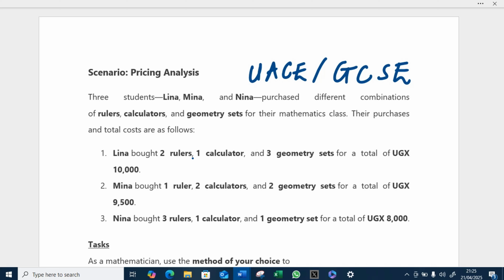Lina bought 2 rulers, 1 calculator and 3 geometry sets for a total of 10,000 shillings. Mina bought 1 ruler, 2 calculators and 2 geometry sets for a total of 9,500 Ghana shillings. Nina bought 3 rulers, 1 calculator, 1 geometry set for a total of 8,000 Ghana shillings.